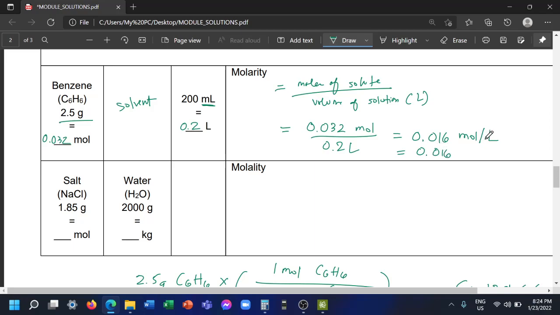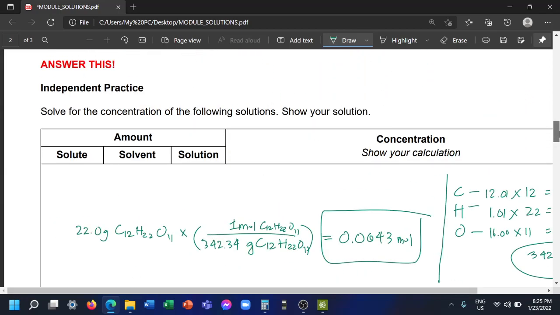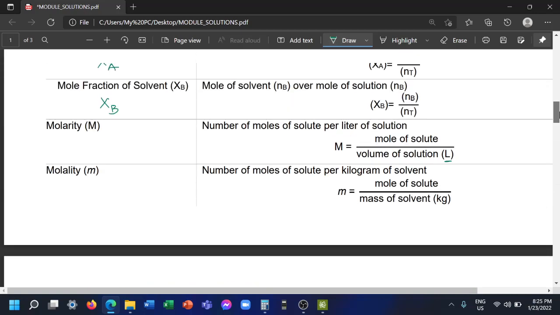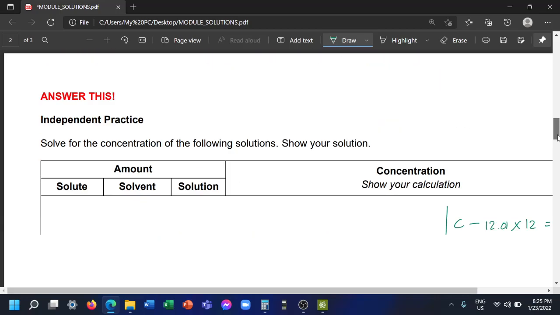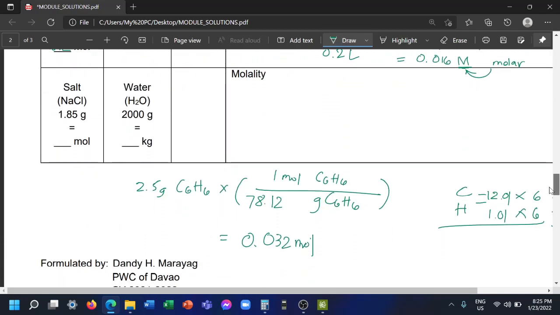Instead of mole per liter, we have a unit for this one. We use the capital letter M. This unit is read as molar. So the answer for this one is 0.016 molar. And then lastly, we have molality. Molality is the same, but instead of the volume, we use the mass of the solvent in kilograms. So let's go and answer the last one.